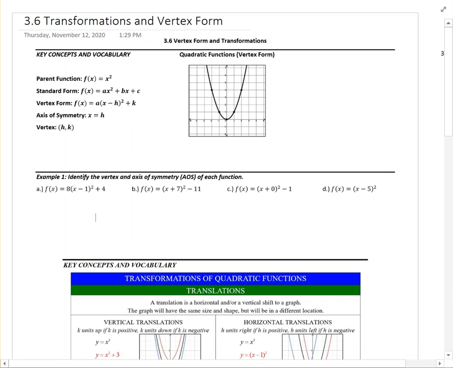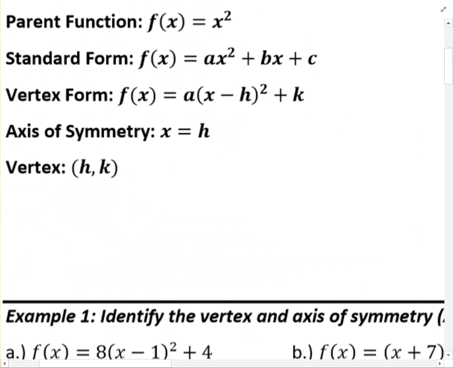Vertex form equations look like this, where there might be a number multiplied in front of parentheses, but then you have parentheses around x, and it may or may not have a number added to it. But if there is a number in parentheses with x, that's h, the number at the end is k. That's what vertex form looks like.